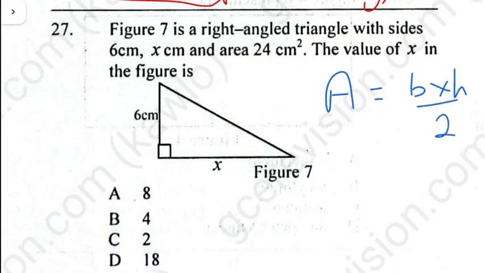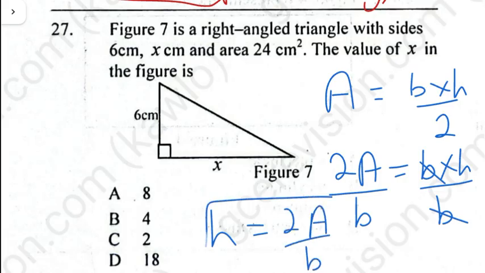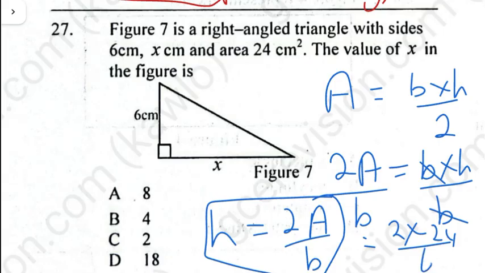So if we want to find the value of x, which is one of the sides, either the base or the height, we know that 2 times the area is equal to base times height. Dividing both sides by the base, the height will be equal to 2 times the area over the base. So we can find the value of x. This is equal to 2 times the area 24 over 6. What does that give us? 8. So the key is A.